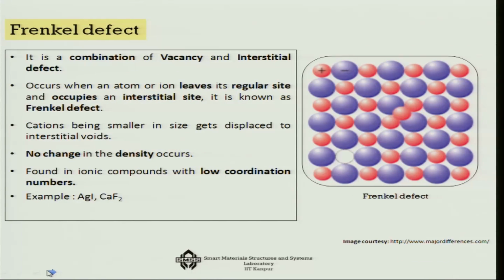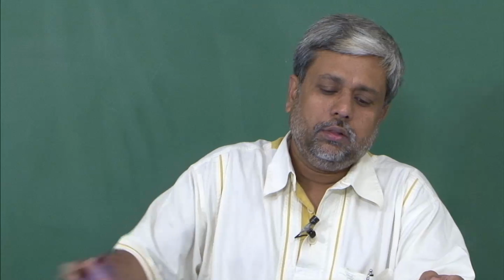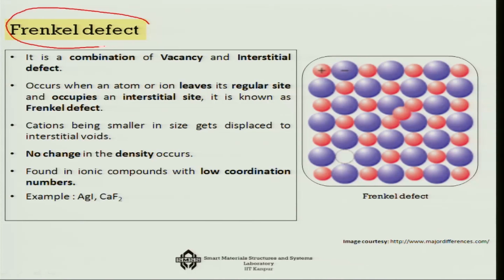Now, there are two more varieties of these point defects. These arise specifically for ionic structures, where the crystal structure mostly has ionic bonds, let us say salts or ceramics. You would see this more. The first of them is called the Frenkel defect. It is a combination of vacancy and interstitial defect.